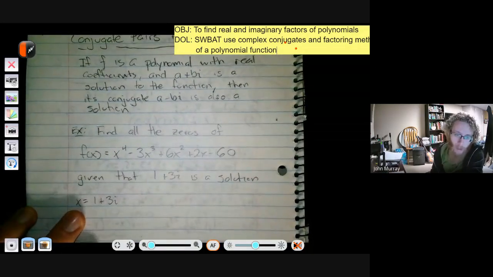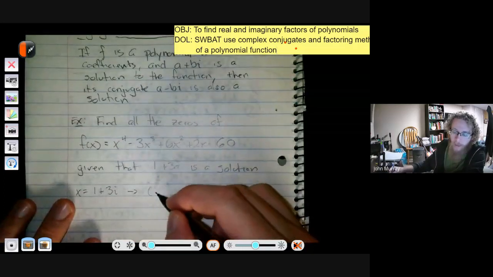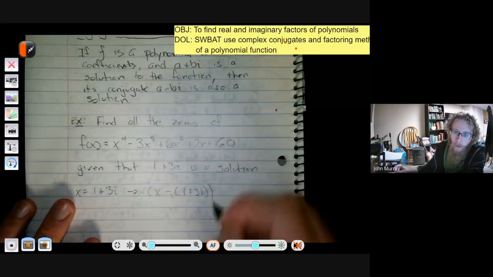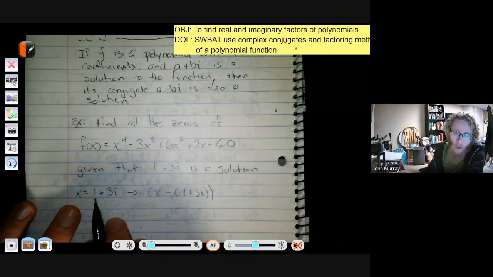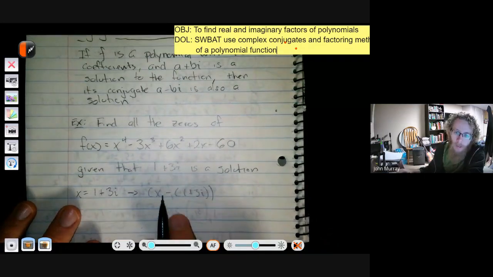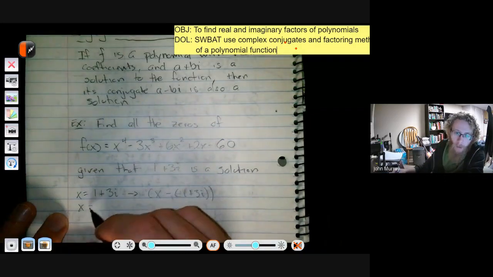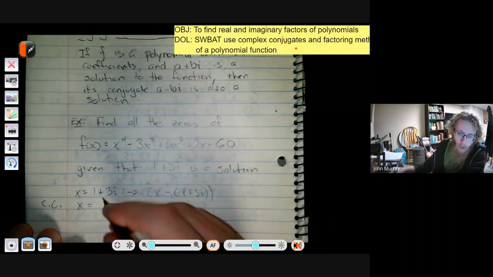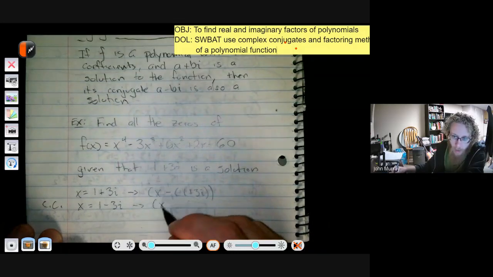So I have an x we know is 1 plus 3i. So that's its solution. Remember, we can switch between factors and solutions. A solution is 1 plus 3i, so a factor is x minus (1 plus 3i). Because one of my solutions is imaginary, I can automatically say that its conjugate is also a solution.